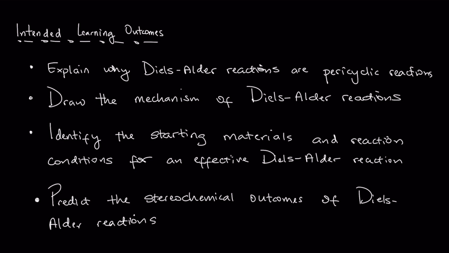It is my goal that by the end of this video, you should be able to explain why we consider the Diels-Alder reaction a pericyclic reaction, which we'll talk about. You should be able to draw, obviously, the mechanism of this reaction using your curved arrow notation. You should be able to identify the ideal starting materials or reactants needed to make this reaction really efficient, as well as the reaction conditions that are really good for Diels-Alder. And then we'll end with some case scenarios on how to predict the stereochemical outcomes of Diels-Alder reactions.